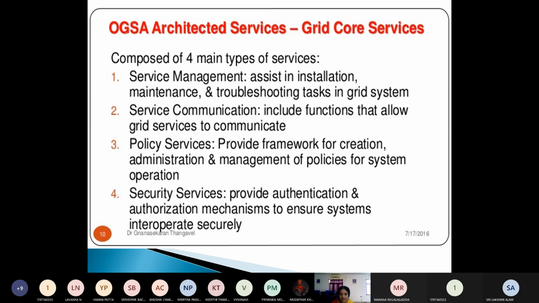Next, the third one is policy services. What is the use of policy services? It provides the framework for creation, administration, and management of policies for system operations. This is called policy services.